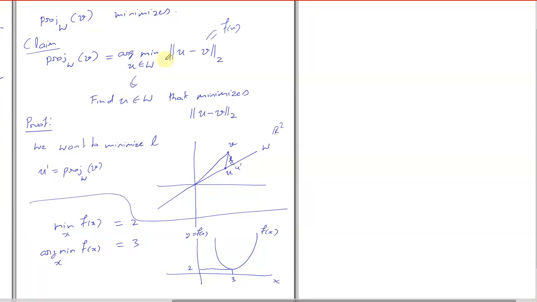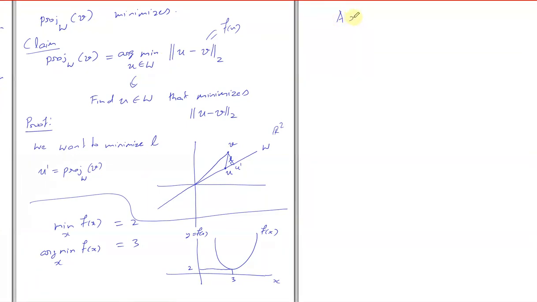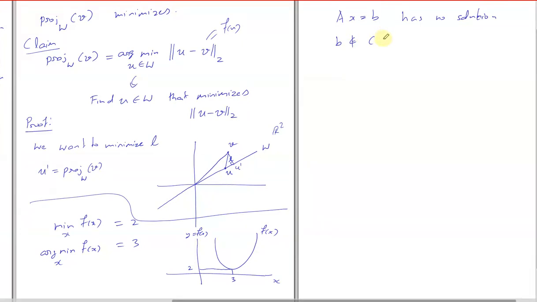So now our problem is, you have this equation Ax equal to b. Unfortunately, b does not belong to the column space of A, so it has no solution. What is the natural thing to do?